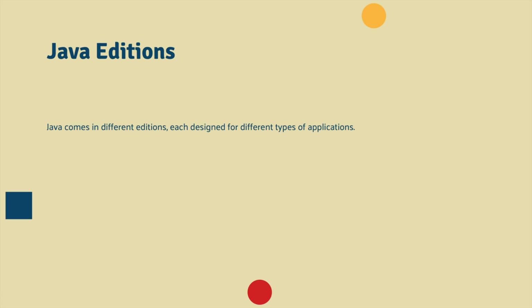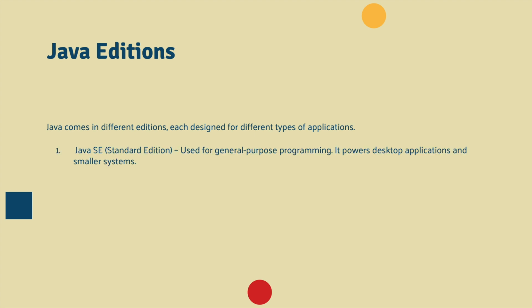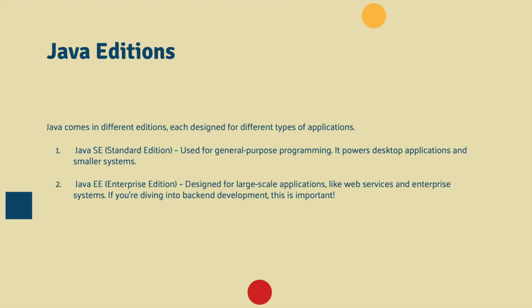Let's quickly break them down so you know which one suits your needs. Java SE, which is the Standard Edition, is used for general-purpose programming. It powers desktop applications and smaller systems. Java EE, which is the Enterprise Edition, is designed for large-scale applications, like web services and enterprise systems. If you're diving into backend development, this is important. Java ME, Micro Edition, optimized for mobile devices and embedded systems, like smart appliances. We will focus on Java SE, which is Java Standard Edition, in this video tutorial series.